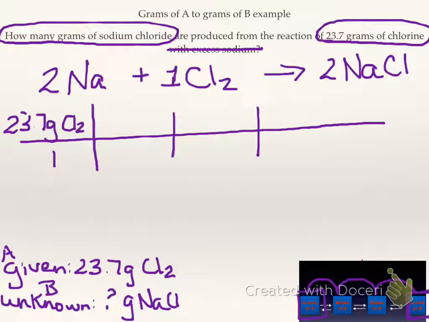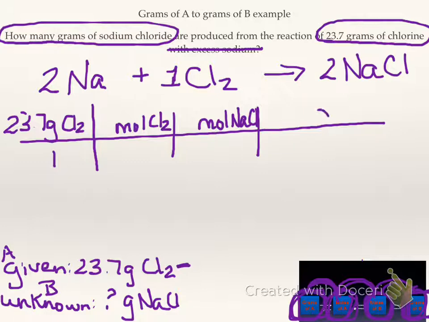Alright, now how do I know what goes where in my truth table? We follow the mole map. So we started here with grams of A. The next thing we want to do is hop one step over to moles of A. So moles of A is our given, so chlorine goes on the top. Then we look at our mole map again to figure out what goes in the next box. Moles of A, the next step is moles of B. What is our B in this case? B is what we're looking for, so sodium chloride. And then finally, our last step is going to be to grams of B, grams of our unknown, which is sodium chloride.